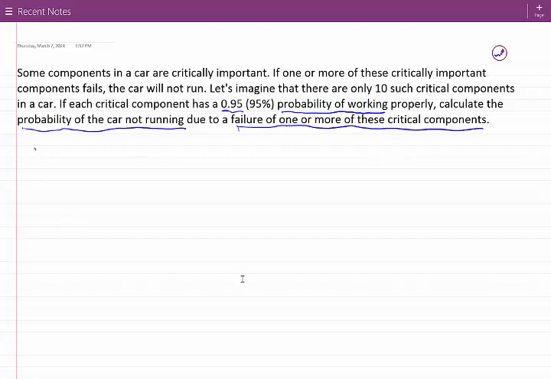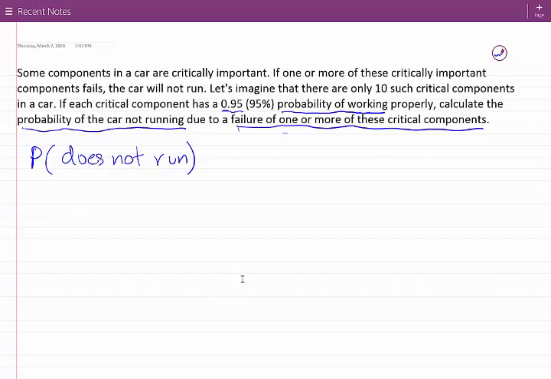All right, so I'm going to write a probability statement for this. It's the probability the car essentially does not run. So car does not run. And the reason why it wouldn't run is because there's some failure of one or more of the critical components necessary for the car to run.